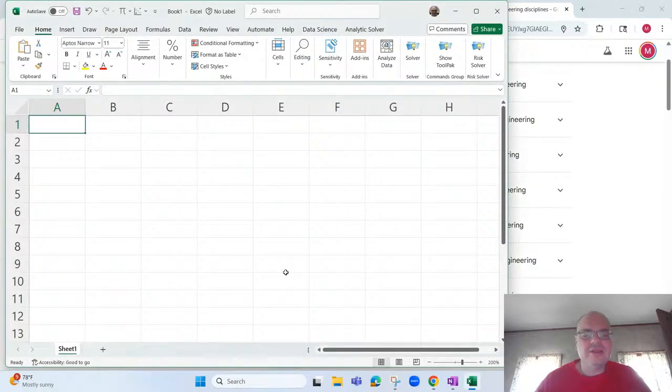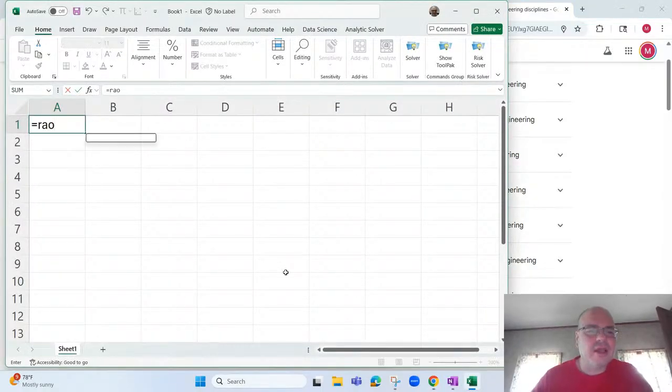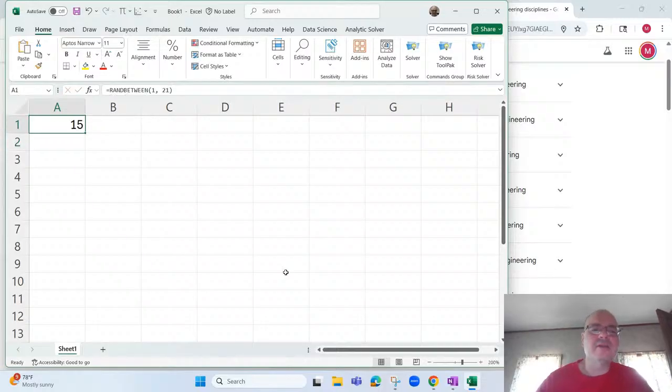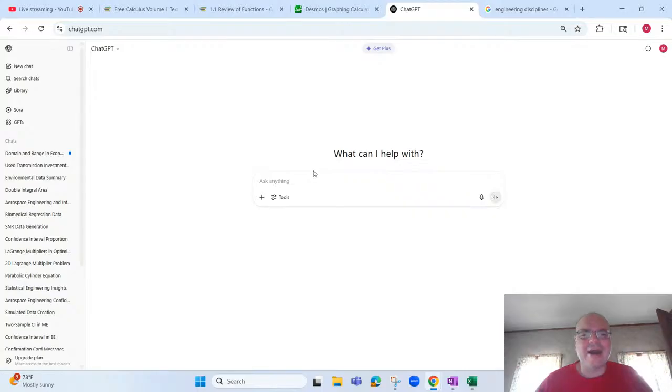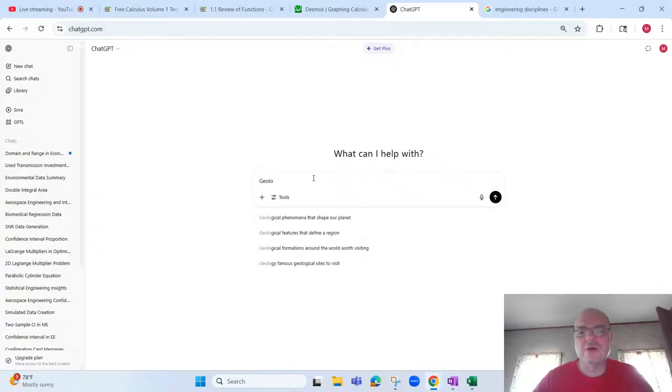I could literally take a random number generator and let's say left to right, up to down is going to be our ordering. So let's go 1 to 21. Let's see a random number. We get the number 15. So we get geological engineering. Now, this is one field I don't know hardly anything about, geological engineering. So with geological engineering, this is what we're going to do.